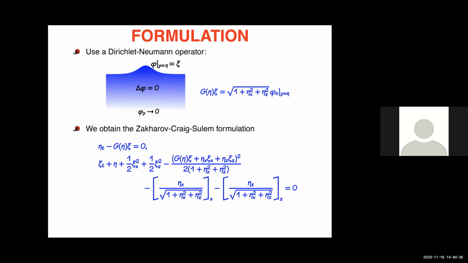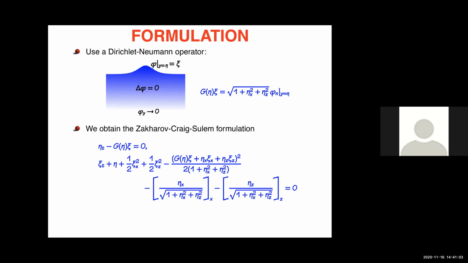So we've removed the difficulty of the unknown boundary. Eta and xi are now just functions of x and z, but we've created a new difficulty. The Dirichlet-Neumann operator appearing in these equations is a non-local function of xi. To calculate it, we actually have to solve a boundary value problem. And that is the Sakharov-Craig-Sulem formulation of the water wave problem.